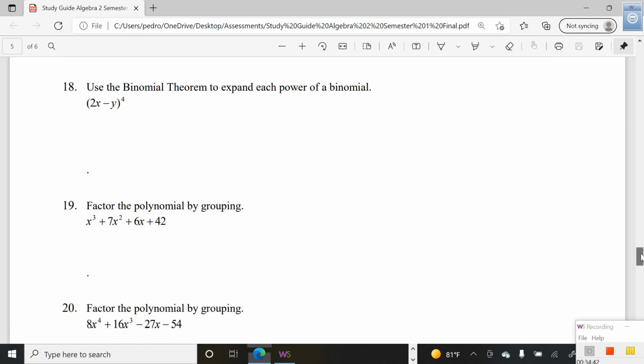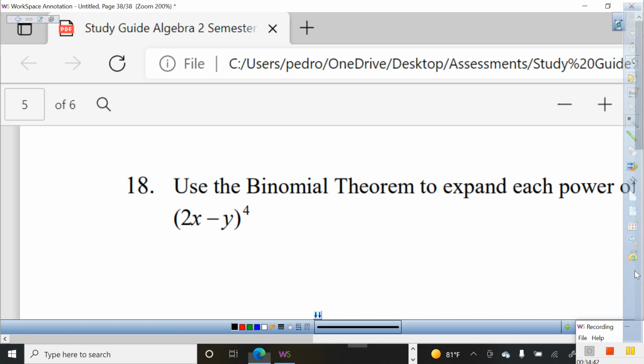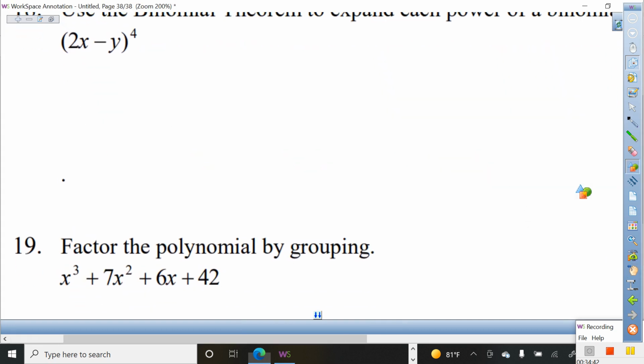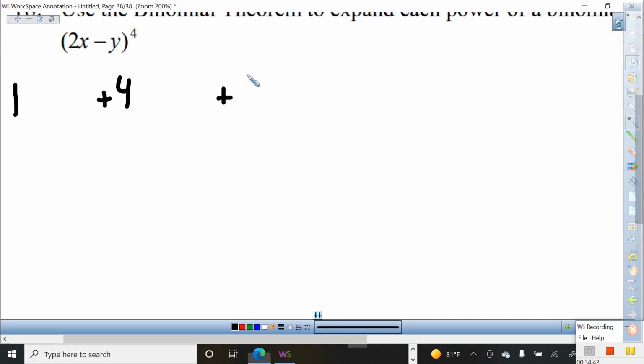So for 18, just for the sake of time, I'm not going to draw my triangle because I know which row I'm going to use. Is that correct? And by now you should be able to memorize it, that it's 1, 4, 6, 4, 1. Next, what's my first term?